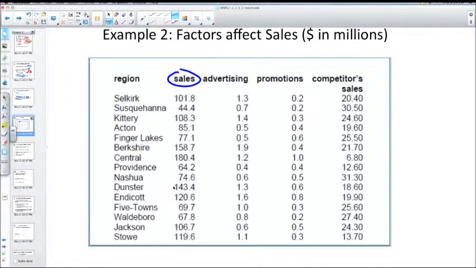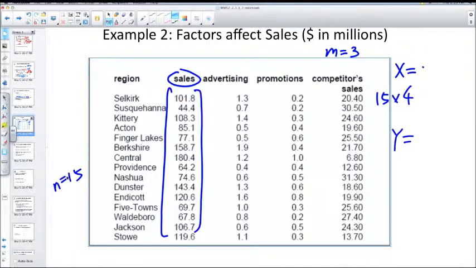In here we have a 15 data set, and that means our n, the observations, is 15. Our m in here equals 3, and our matrix is going to be a 15 by 4 matrix. Again, we use the keyword regression to solve it. And what's the output? Our y is here. It's a 15 by 1 vector.